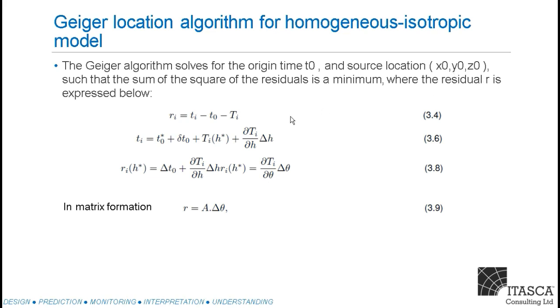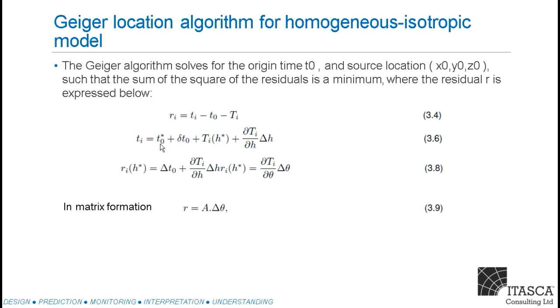Given a set of initial values for the origin time and source location, we can calculate the travel time residual at each geophone. In this equation, i is the index for the geophone, and t_i is the observed arrival time at geophone i. t0 is the given initial value of the origin time, and uppercase T is the travel time from the given source location to geophone i.